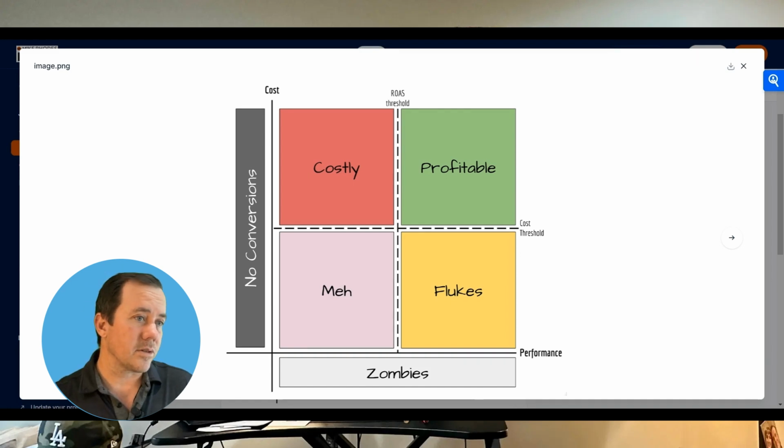Then you have flukes. Flukes are products that you did not spend very much on, but they did get one or two conversions for a very decent return. These are ones that you probably want to pay attention to, but be aware that most of these will probably end up being meh at some point. Similar to meh, you have products with no conversions. You spent money on them, but probably not enough to put them in your costly bucket. Lastly, you have zombies. These are products you haven't spent a lot of money on, therefore they have no conversions from your PMax campaigns. They're basically non-existent and don't provide any value, nor do they cause any harm.